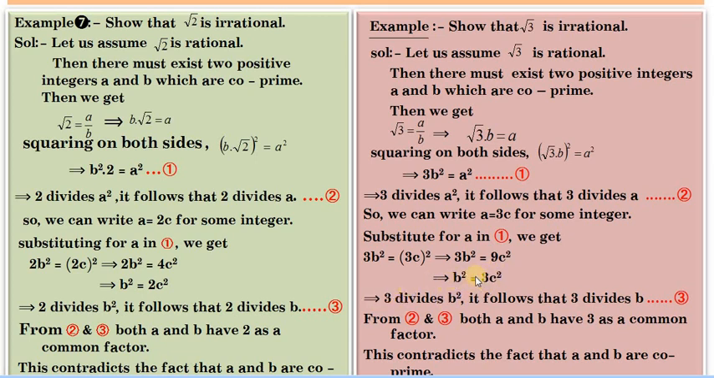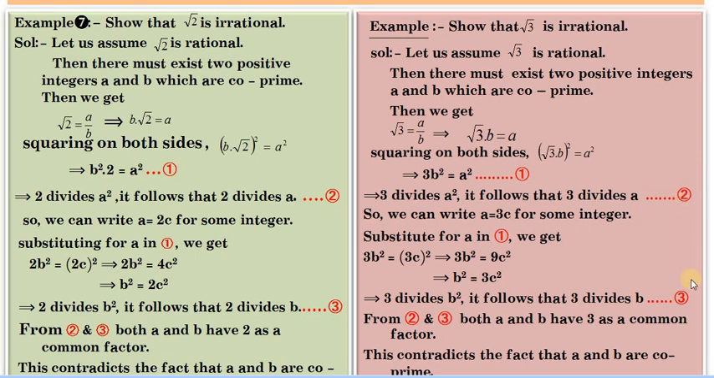Now from this statement, again we see the same as above. B square is a multiple of 3, isn't it? So we can write this as 3 divides b square. It follows that 3 divides b. We represent this as statement 3.